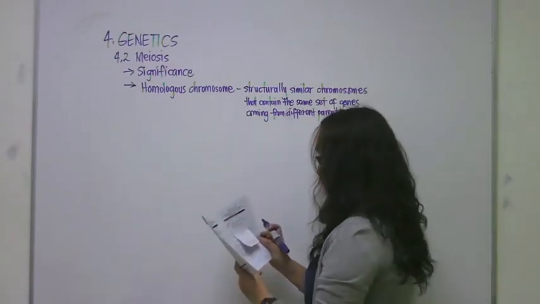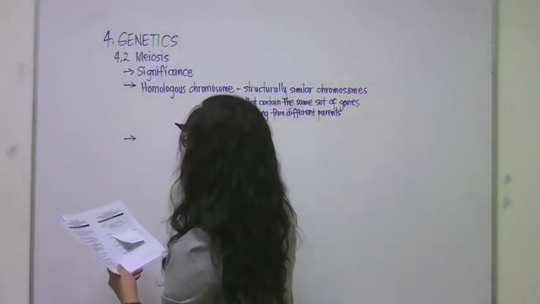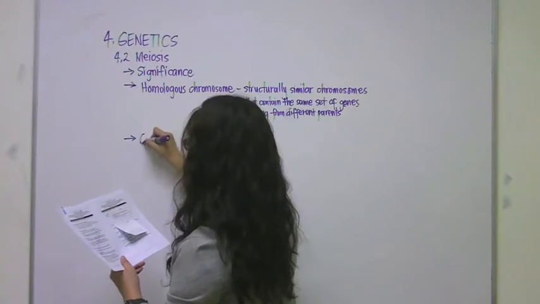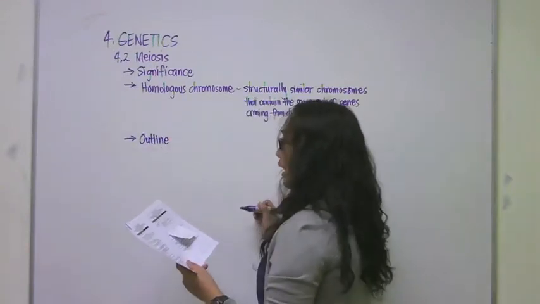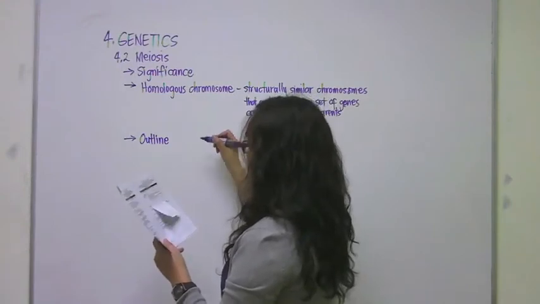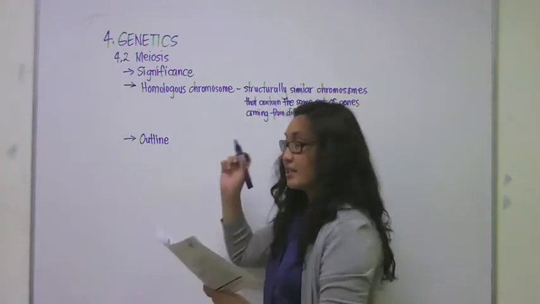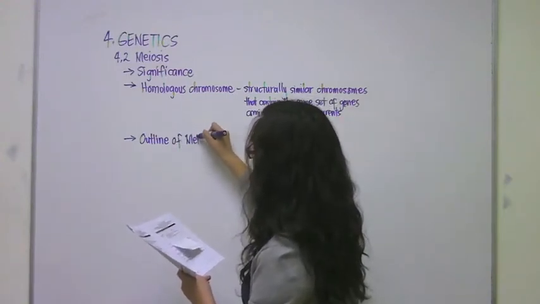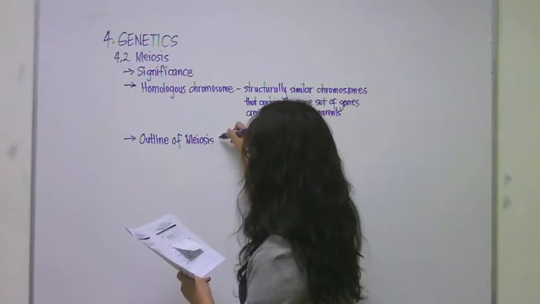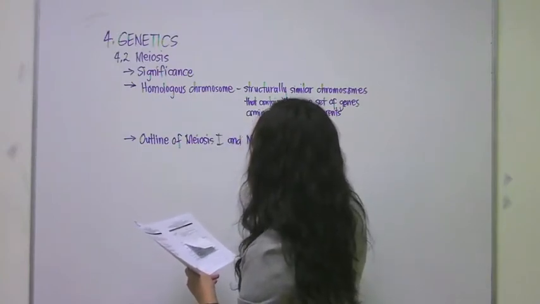The next one is of course very important: to discuss the process. But before that, we have to make an outline of what is going to happen in meiosis. Since meiosis is subdivided into two sub-processes, we should make an outline of meiosis 1 and meiosis 2.